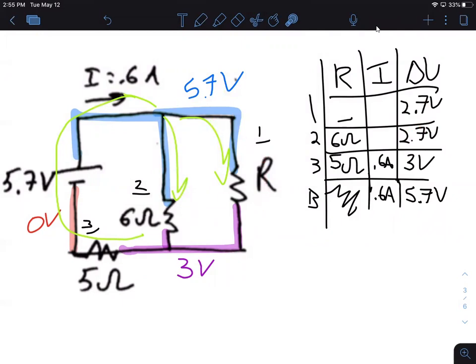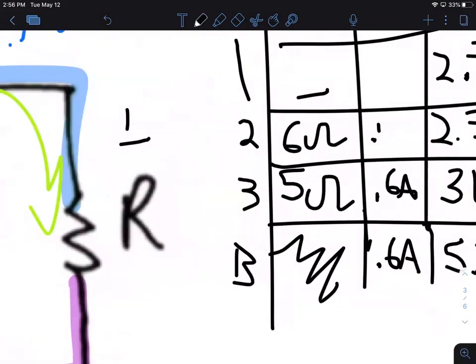Well, I just added this to my table, so let's see. I know 6 ohms, 2.7 volts. I can find this current. It's going to be whatever 2.7 over 6 is, using Ohm's law. Because remember, Ohm's law, delta V equals I times R. So that gives us a current of 0.45 amps.